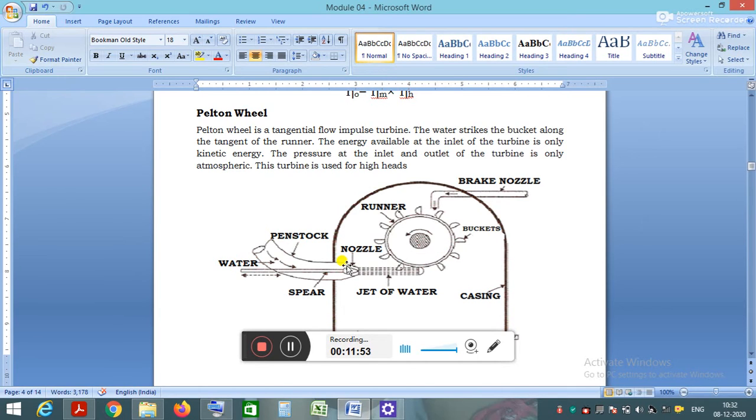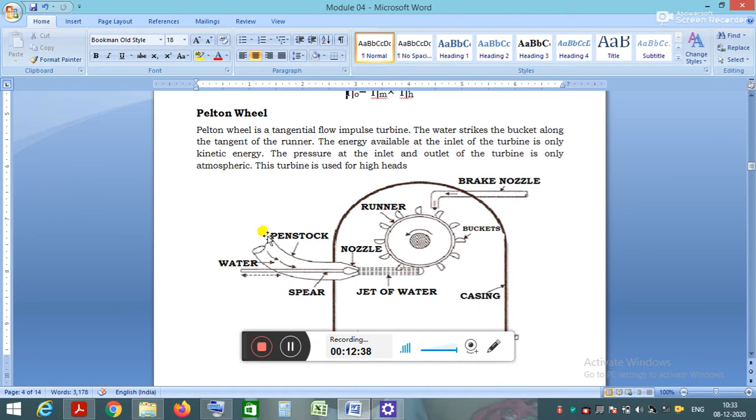Since complete pressure energy gets converted into kinetic energy at the nozzle, the pressure of the water at the inlet of the turbine and at the outlet of the turbine remains constant, and it is almost equal to atmospheric. The basic components of a Pelton wheel are penstock, nozzle, spearhead, casing, buckets, runner and brake nozzle. These are the components of a Pelton wheel.